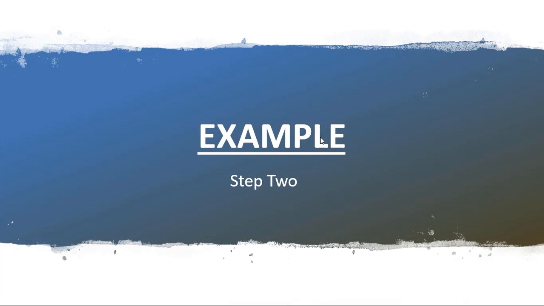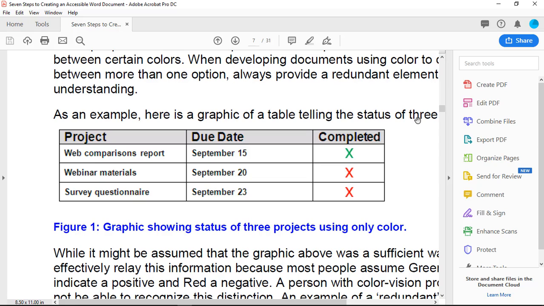For example, in the workbook, we have a small chart here, and somebody has created this chart in order to show the due dates of project tasks and whether or not they were completed. And they're using a green X for completed and a red X for not completed. Somebody with color blindness will only see that row of X's as gray.